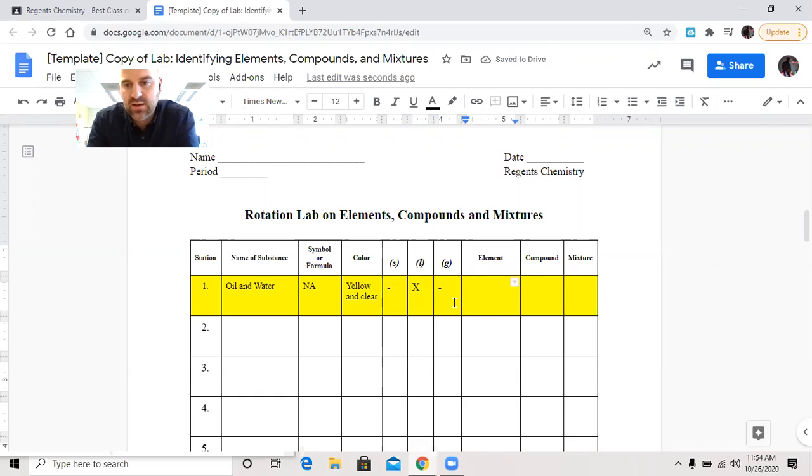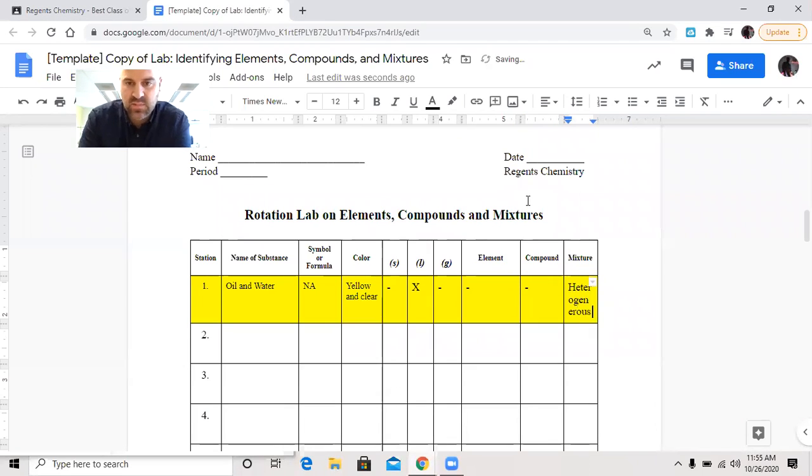And is this an element, compound, or a mixture? For station number 1, please put in the chat what you think. Yes, Tintin. Yes, Faith. Okay, is it a homogeneous or a heterogeneous mixture? Everybody's put mixture. Good job. It is a mixture. Homogeneous or heterogeneous? Yes. It's a heterogeneous mixture. So it's not an element. It's going to be several things together. It's not a compound. It's going to be a heterogeneous mixture.